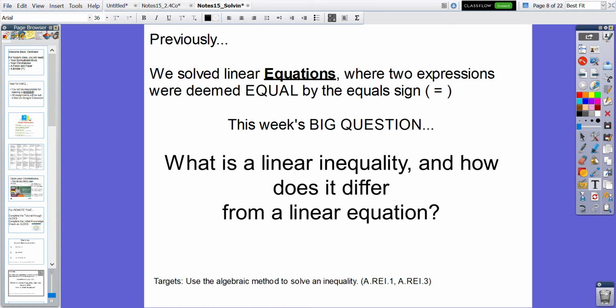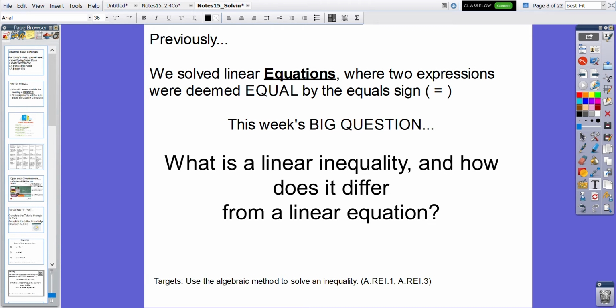Hey, Algebra 1. This video starts our new unit on solving linear inequalities and absolute values. Previously, we solved linear equations, where two expressions were deemed equal by the equal sign. Basically, one expression has equal value to the other.